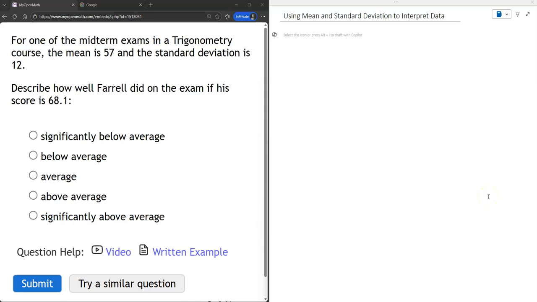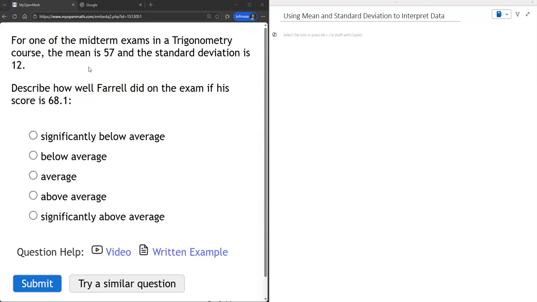In this video, I'm going to show you how to use the mean and standard deviation to interpret data in a certain way. And we're going to do that by working through this example, which states that the average on one of the trigonometry exams was 57, and the standard deviation is 12.